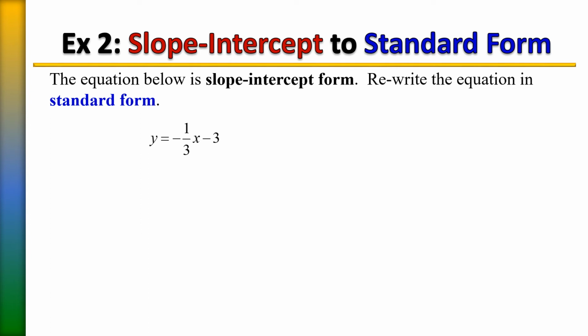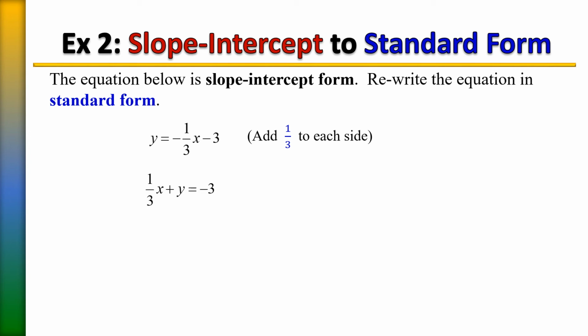we need to move the x term over from the right side to the left side of the equation. So to do that, we have to do the opposite operation. The opposite of negative 1/3 x is positive 1/3 x. So we're going to add 1/3 x to each side.